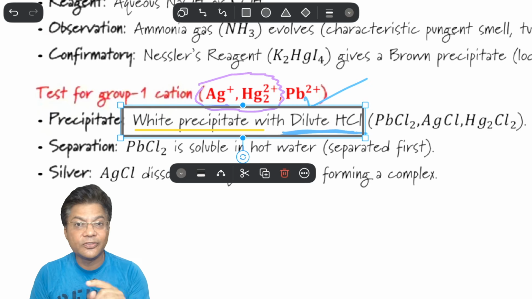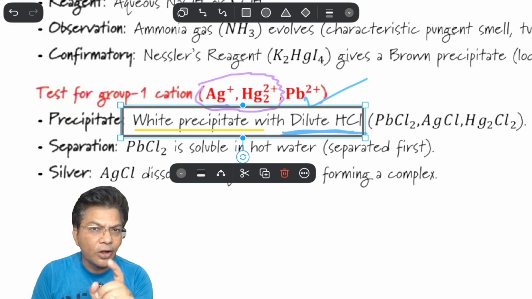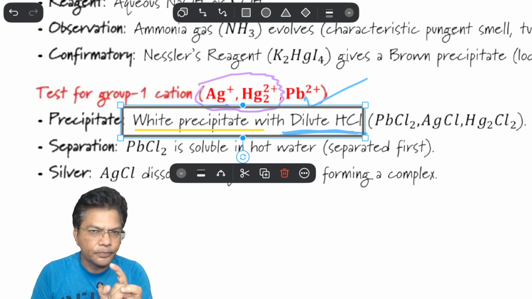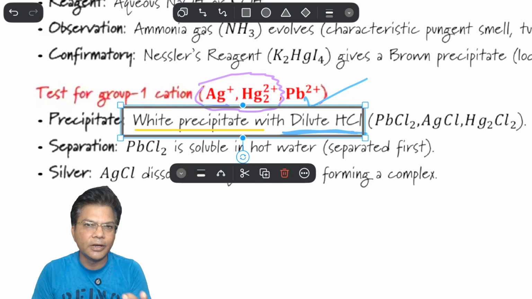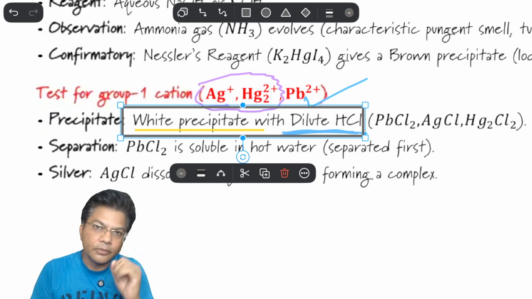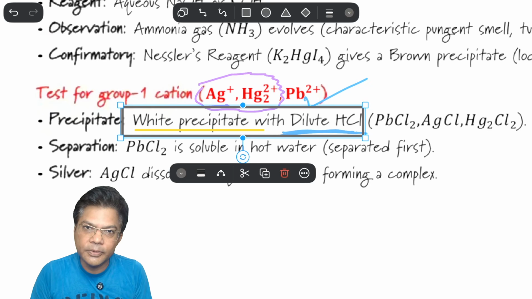But out of these three chlorides, one is soluble in hot water, that is lead chloride. My dear students, you have to put this in your brain: lead chloride is insoluble in cold water, but soluble in hot water.